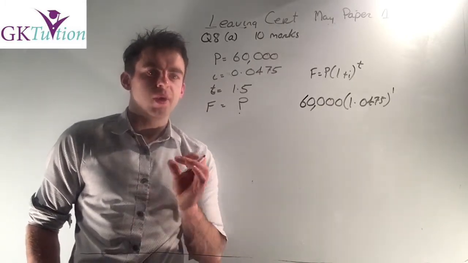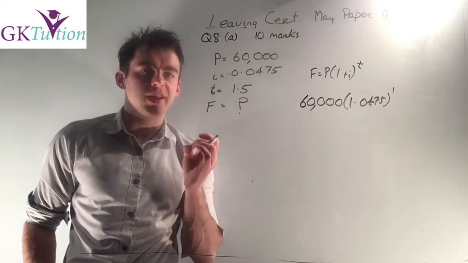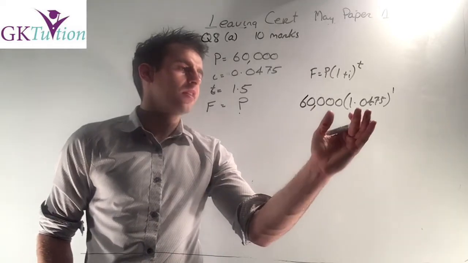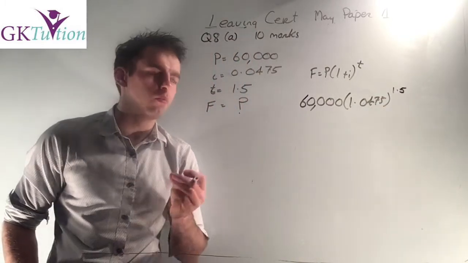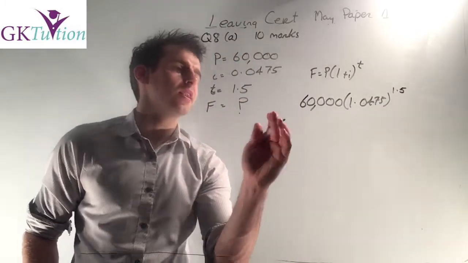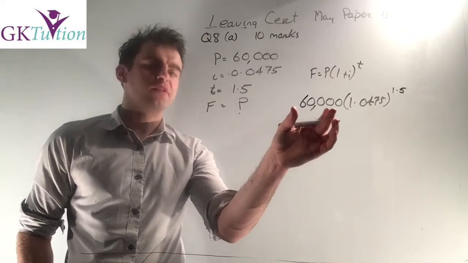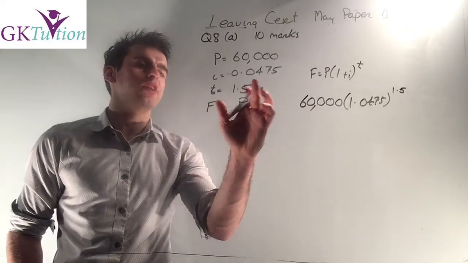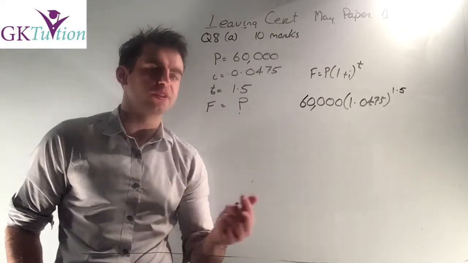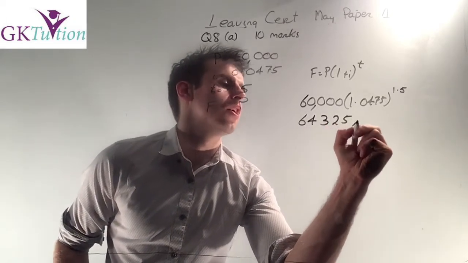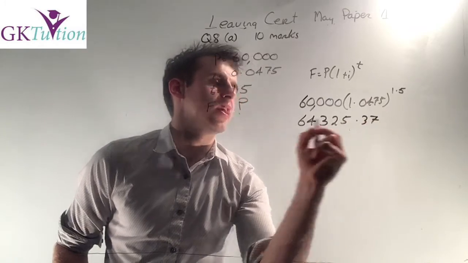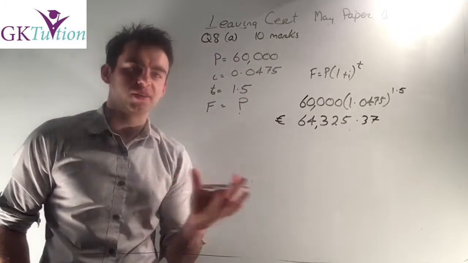So if I ask you how much money will she owe them in a year and a half, rather than getting the yearly interest rate to the power of 1, I just get the yearly interest rate to the power of 1.5. If you plug that in, after a year and a half, she borrows 60 grand and the bank are charging 4.75% interest. After a year and a half, she's going to owe them 64,325.37 euro. So that's all you had to do that time.